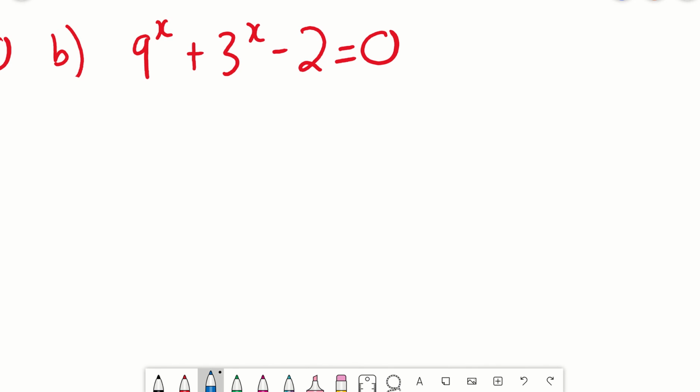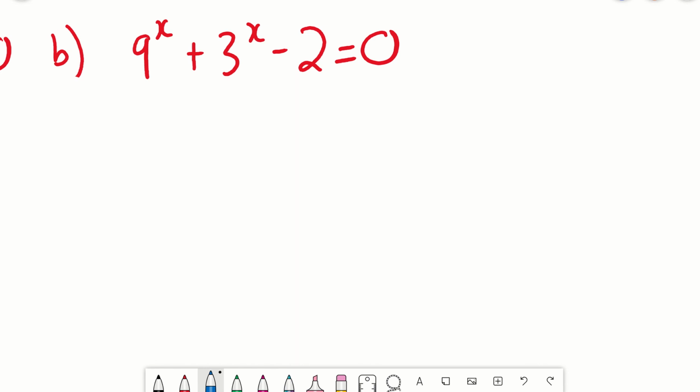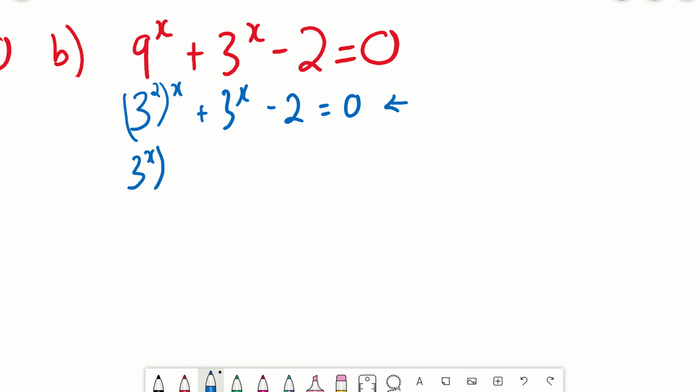So we've got 9 to the power of x. The first thing I can see is my base looks like a 3. So I say, well, that's the same thing as 3 to the power of 2x. And you can skip this line and jump straight to knowing that that's the same thing as this. But I'd definitely at least show this second line here.